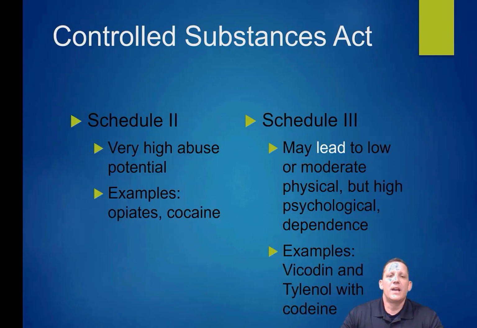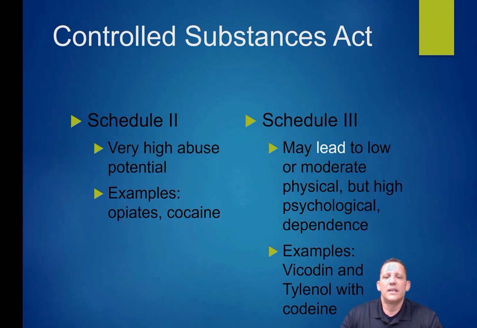Schedule 2 is a very high abuse potential, and for example, they're using that as opiates and cocaine. Now notice it was not necessarily heroin or something like that, but OxyContin or any of your oxycodone or Percocet would fall into that. Cocaine, obviously, there are a few medical uses for that. One of them would be like nosebleeds, and certain things where we want to control bleeding or some kind of pain in the facial area. But it's due to the fact that it's abused quite often in the illicit drug trade. It is a Schedule II drug.